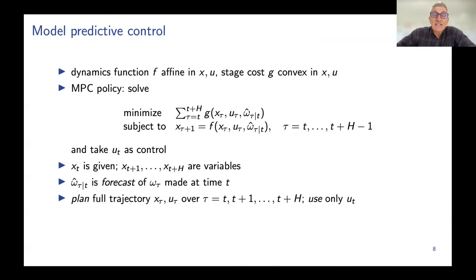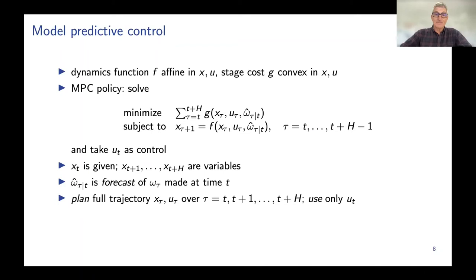Next up is another extremely practical method, model predictive control. Here, the dynamics function is affine in X and U, and the stage cost is convex in X and U. And what we do is something kind of ridiculous. We make a single prediction or forecast of what these uncertain variables are. If those were zero mean things, the most common forecast is just zero. So you pretend that there's no uncertainty over some horizon of H periods. You pretend that your forecast is what's really going to happen, and you make a plan based on your forecast by solving this problem here, which is a convex optimization problem. So you plan a full trajectory over the states and the controls over this horizon. And then you only use the current control. That's the policy. So that's another convex optimization control policy, because you evaluate the policy by solving a convex problem.